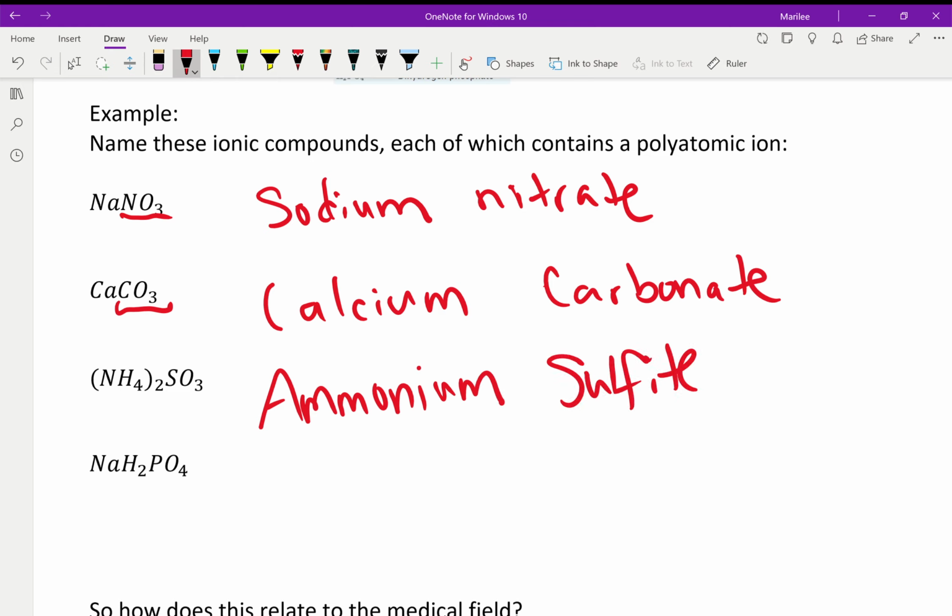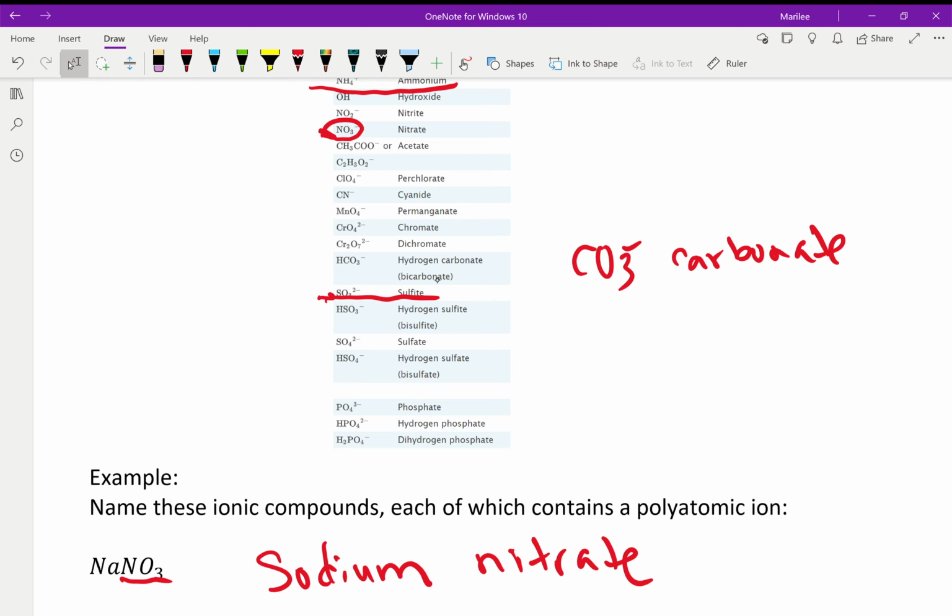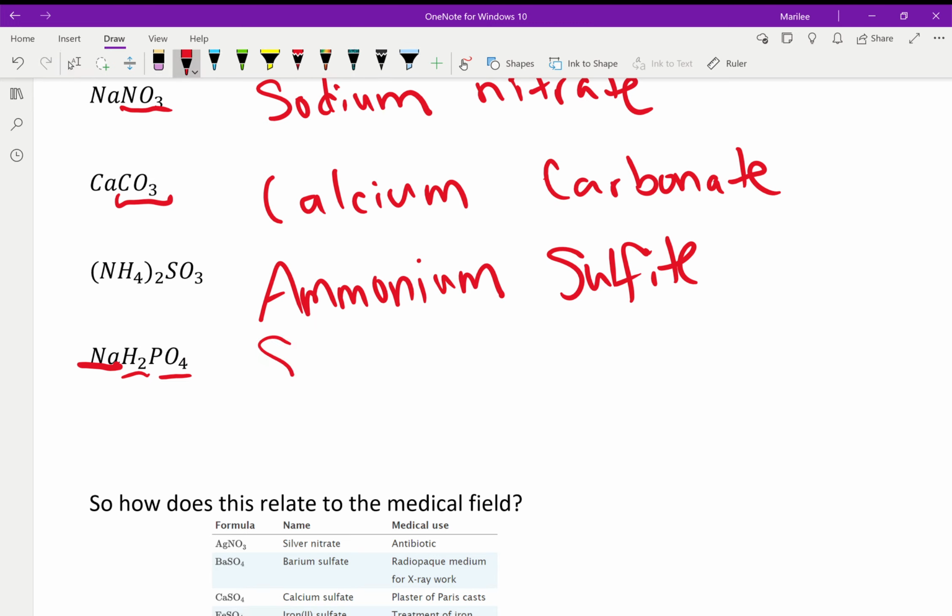And our last example is NaH2PO4. So we have NaH2 and PO4. Na, sodium, H, hydrogen. PO4 is the phosphate. PO4 is right here, phosphate. So how do we write this? Sodium. How many hydrogens do we have? 2. What's another word for 2? Di. Dihydrogen phosphate.